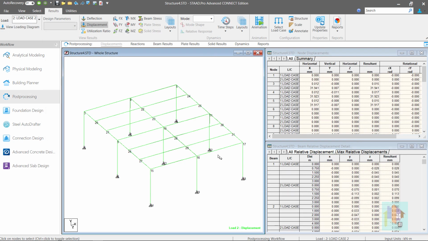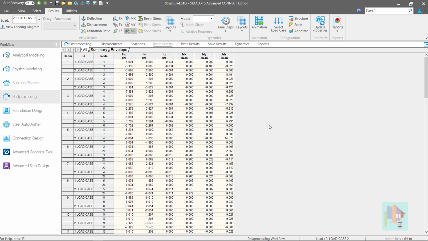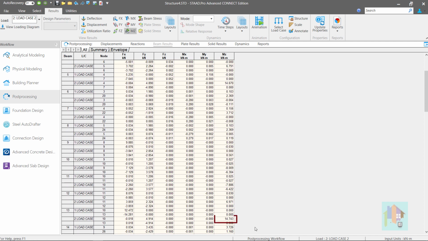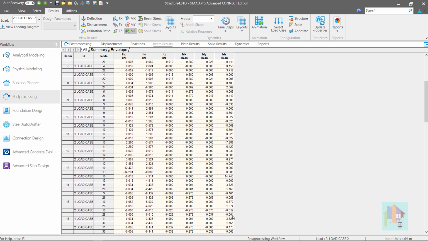From the post-processing, we can review the deflection in x direction, which is around 1 inch. Check the moment value for all the members. Highest value is around 14 kN meter. I think this is acceptable for a CR connection. We can further reduce the deflection.